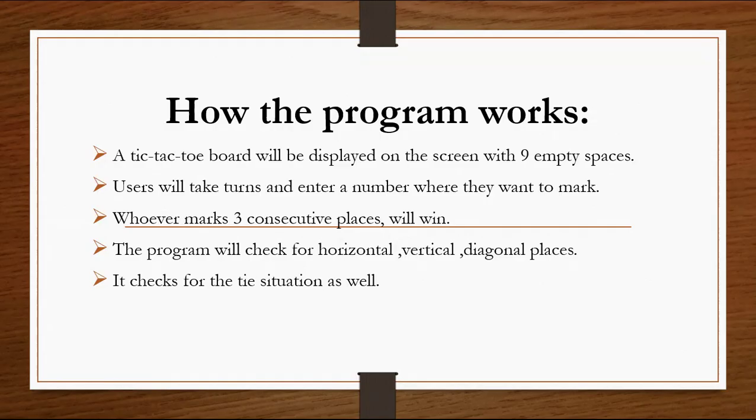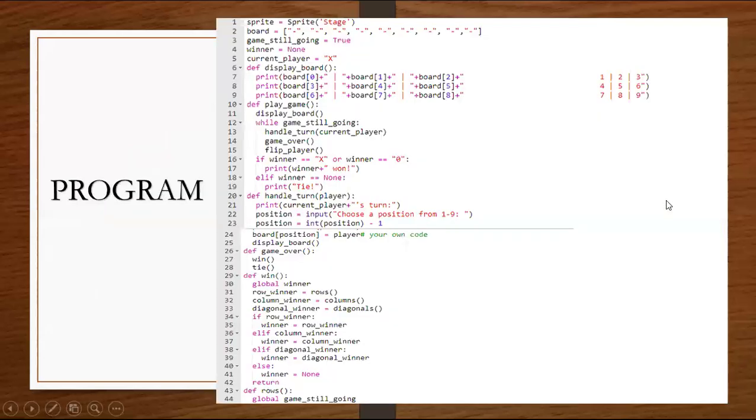mark their turn. The users will be taking turns to enter a number where they want to mark, and whoever marks 3 consecutive places will be the winner. The program will be checking for the horizontal consecutive marks, vertical consecutive marks, and diagonal consecutive marks. And also it checks for the tie situation. So let's see the code.